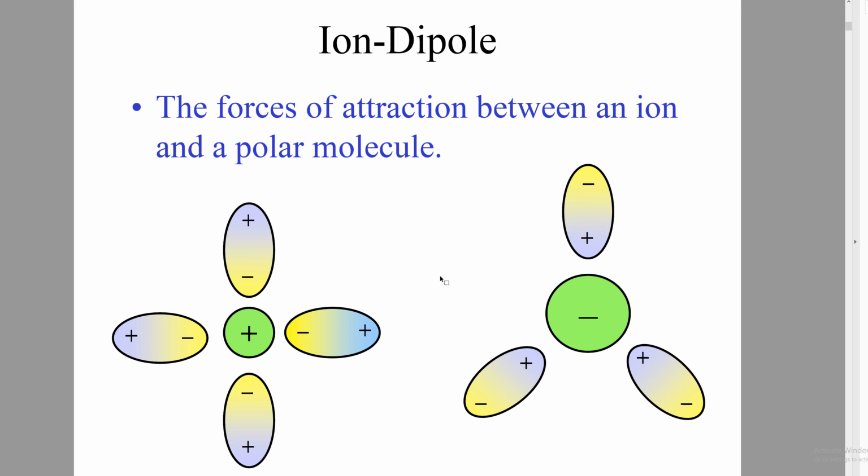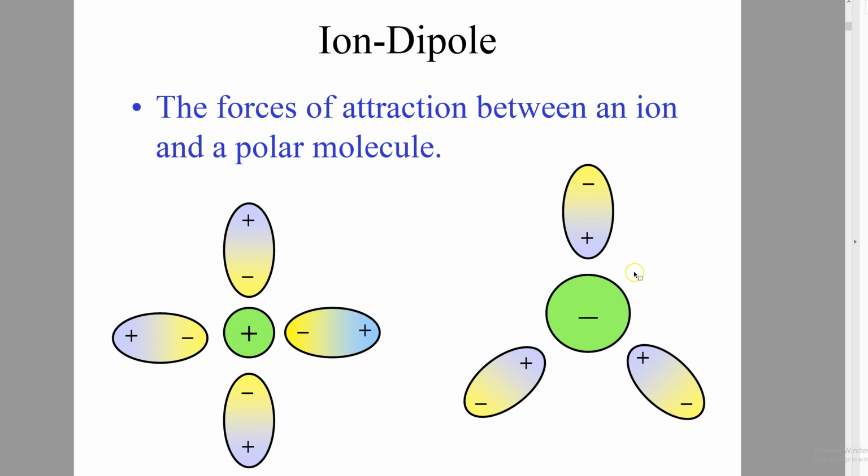The first type of force is called an ion dipole. And an ion dipole is the charge between an ion and a polar molecule. So if I take a look at water as an example, water has a positive and negative charge, indicating that it could attract to something like a positive charge, like a sodium. And in this case, sodium has a positive charge, where it would attract itself to a negative charge in water. And that's the reason why sodium chloride dissolves in water, is because you have that attraction.